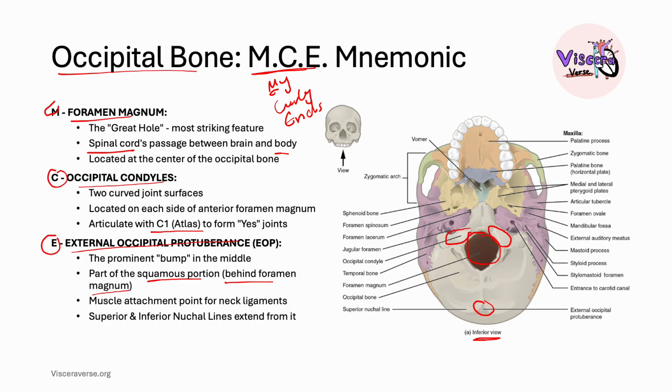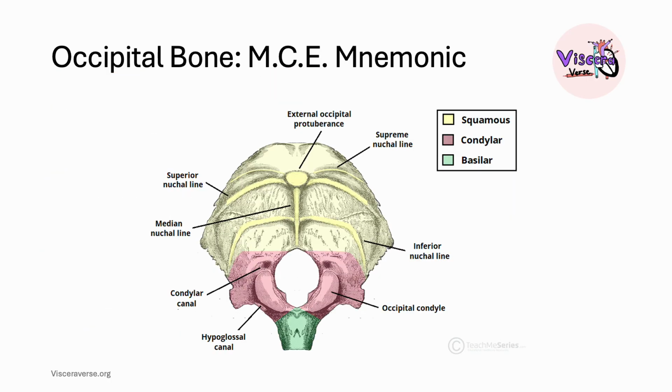So an easy way to remember that is here's your foramen magnum in the center, anterior to it are the condyles, and posterior to that is your external occipital protuberance. Why is it important? It's a muscle attachment point for neck ligaments. And from there, as we're going to see more clearly in the next slide, we have superior and inferior nuchal lines. Again, here's the external occipital protuberance, and here are the superior and the inferior nuchal lines.